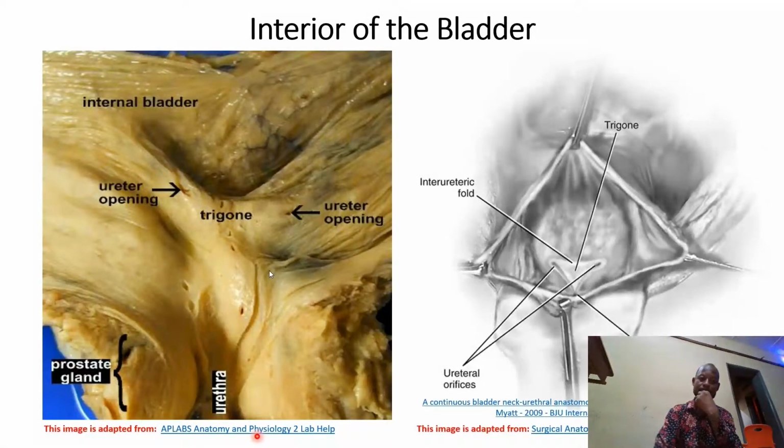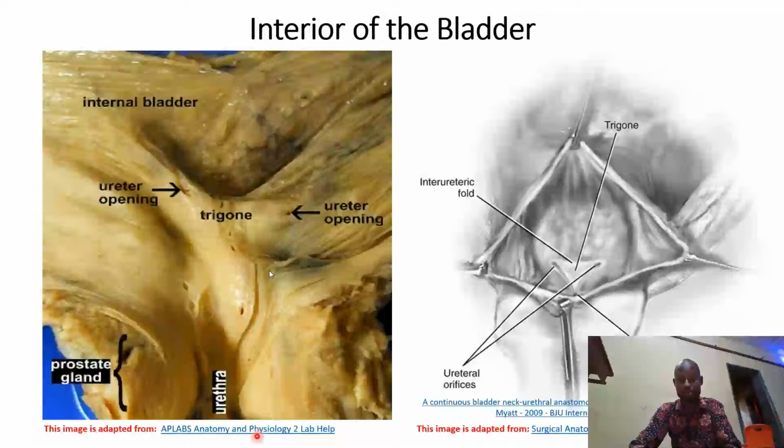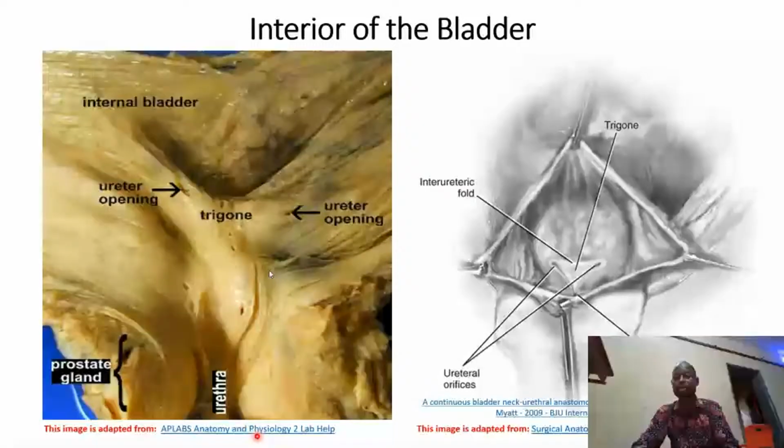Now, the ureteric orifices, when the bladder is not distended, in an empty bladder, these three openings form the boundaries of the trigone. They are just about 2.5 centimeters apart from each other. That means from the left ureteric orifice to the urethra is about 2.5 centimeters apart. Same thing for the right ureteric orifice.